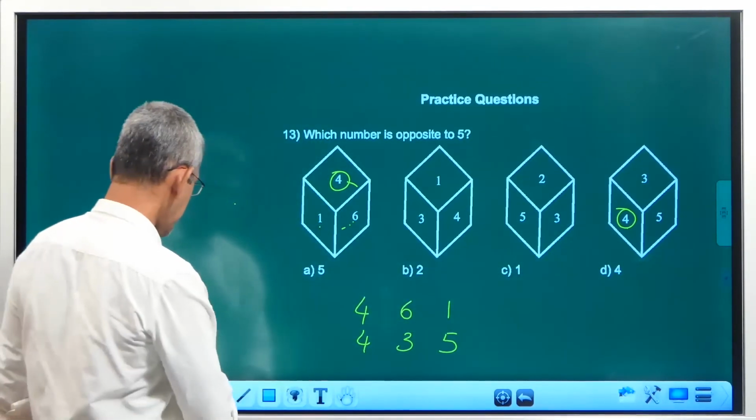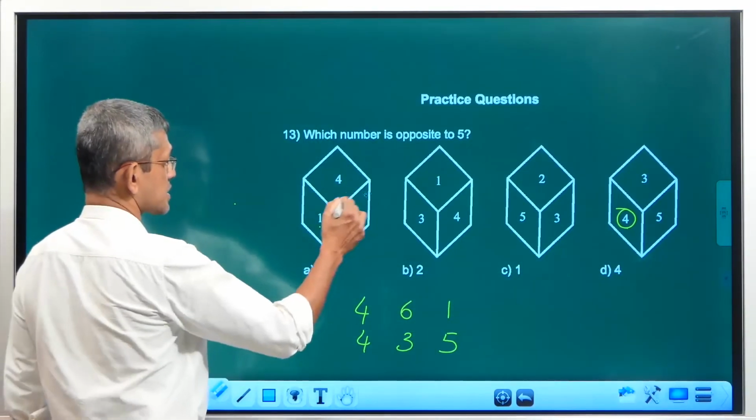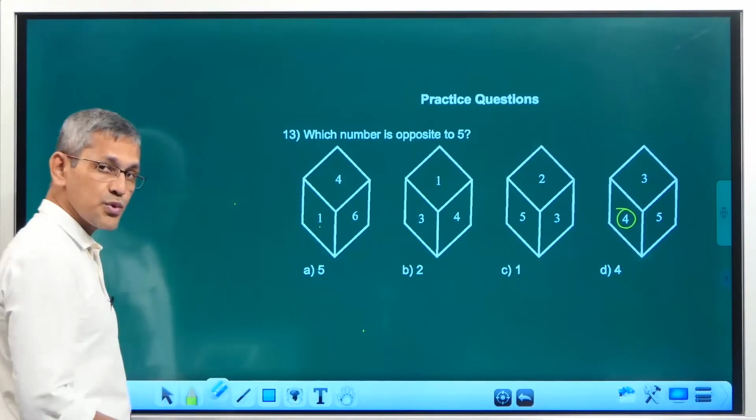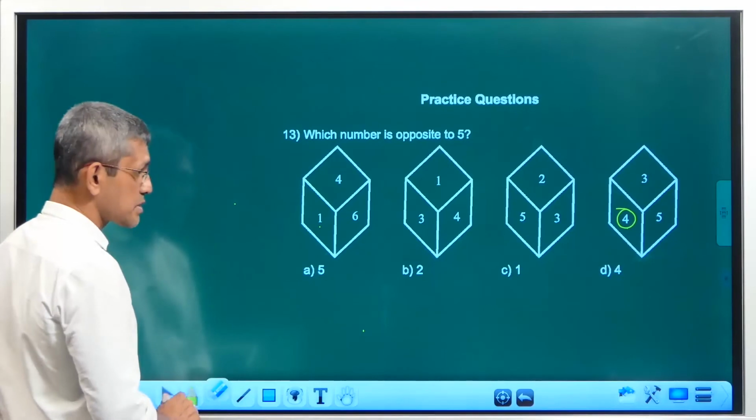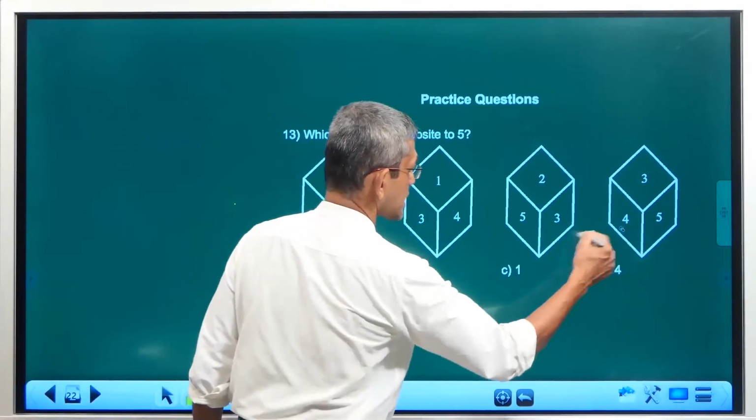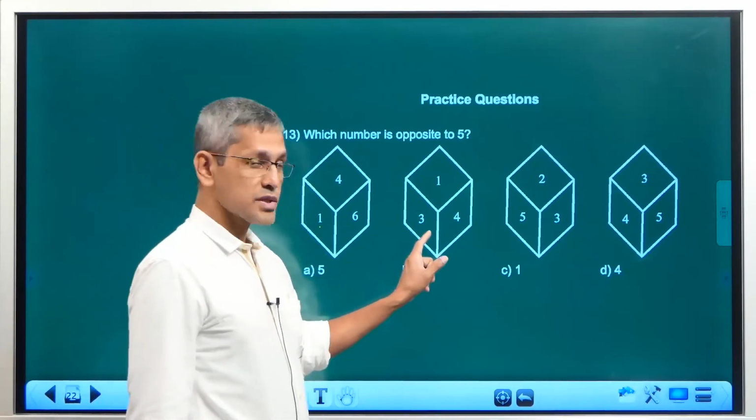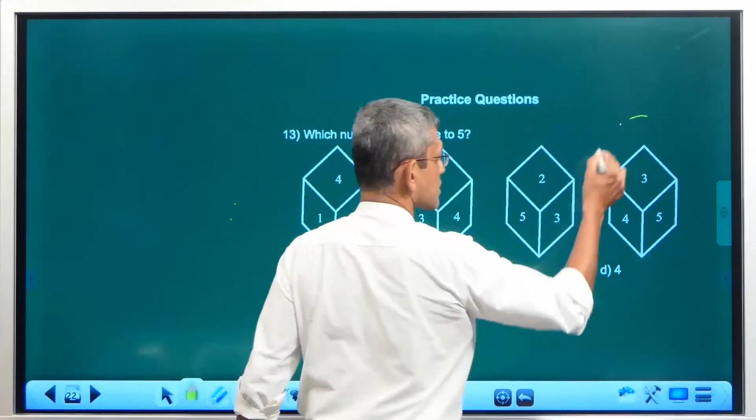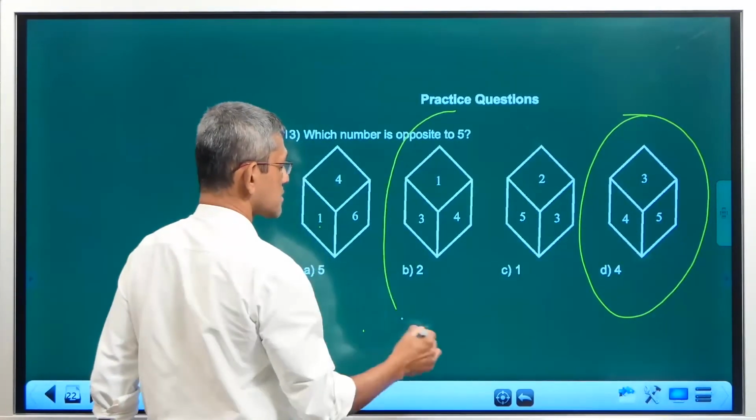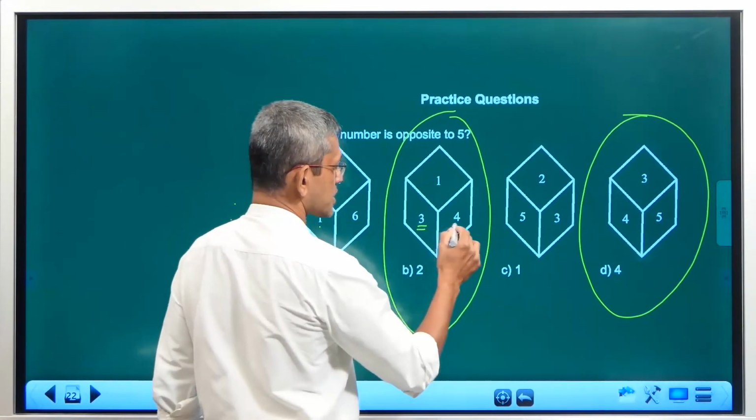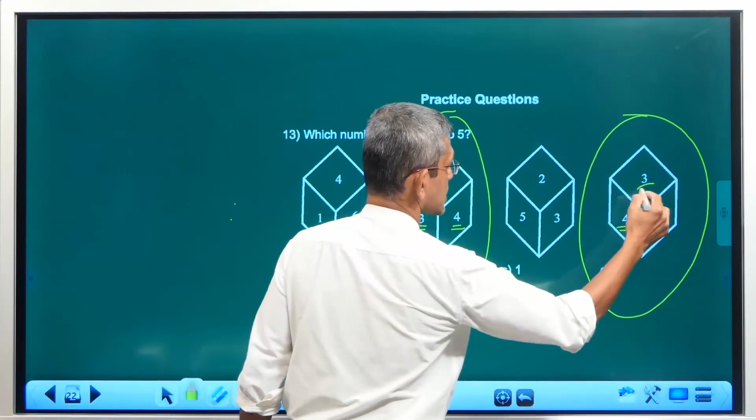Is there any other possibility? I'm pretty sure some of you have spotted that possibility here. Look at image number 2 and image number 4. What do you get there? Here we have 3 and 4. 3 and 4 are common between image number 2 and image number 4. Here we have 3 and 4, 3 and 4 are common.